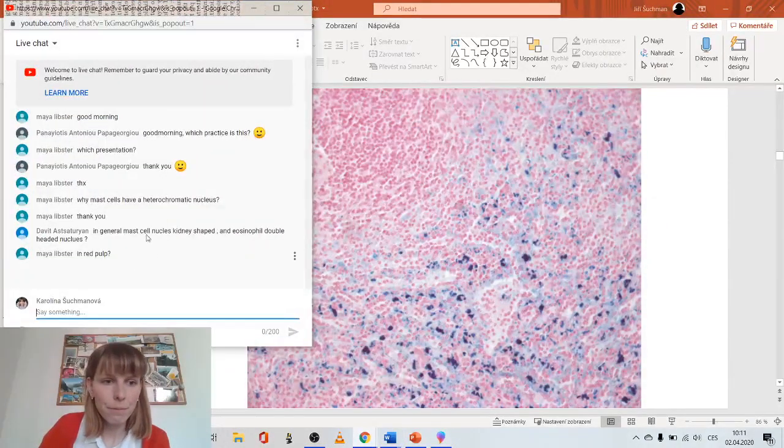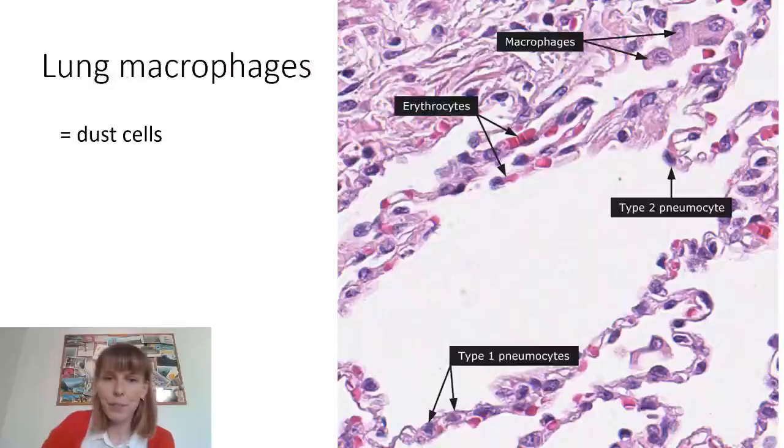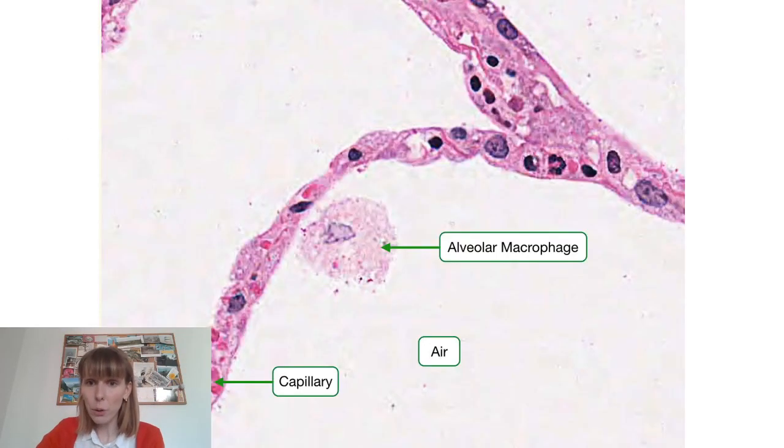In the lungs, it's important in the alveoli and everywhere to have this kind of non-specific immunity as well. We have a lot of macrophages here, which are sometimes called dust cells, because a lot of dust and small particles get into the lungs, and these macrophages usually eat them up, and sometimes they become quite dark because of this. For example, if you were working in a mine, your lung macrophages would be quite blackish. So this is what we will be looking for.